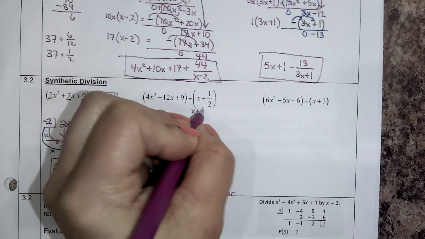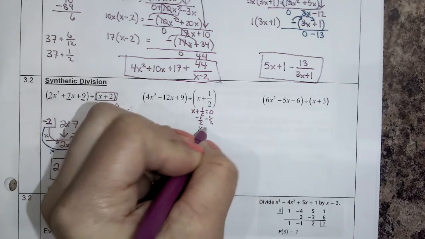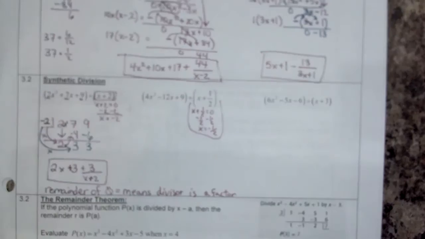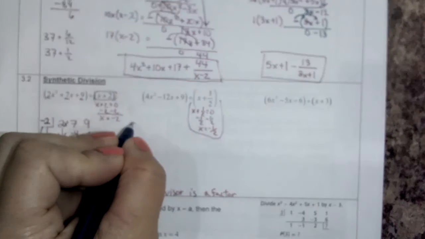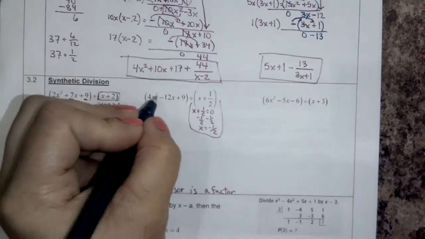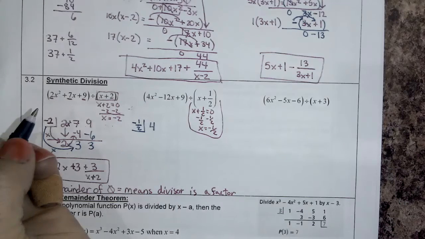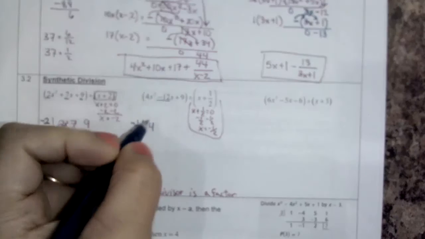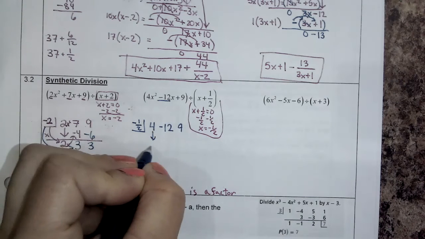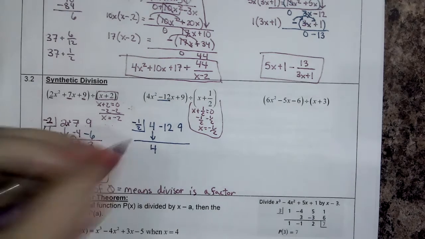So x plus 1/2 equals 0. So -1/2 minus 1/2. So x equals -1/2. Okay, so that's the first thing I had to do. So now -1/2 is what I'm going to divide by. Okay, I have an x squared, I have an x, and I have a constant, so I'm not missing anything. So that's a +4. Notice that this is a -12, so that's going to be a -12 and a 9. My first step always is to bring that first number down, that first coefficient.